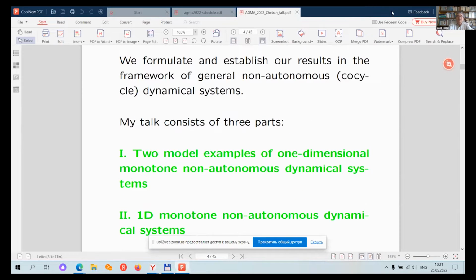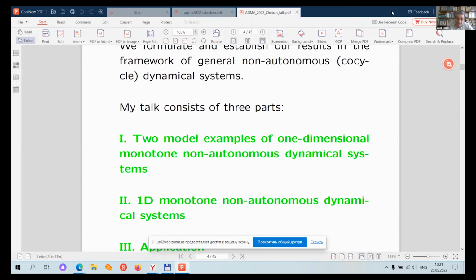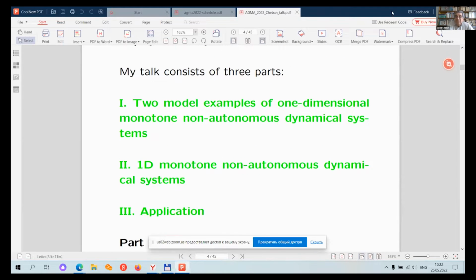My talk consists of 3 parts. In the first part, I will present 2 typical examples of differential and difference equations, respectively, which generate one-dimensional monotone non-autonomous dynamical systems. In the second part, I present some general results concerning general or abstract one-dimensional monotone non-autonomous dynamical systems.